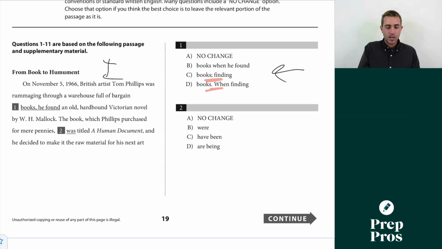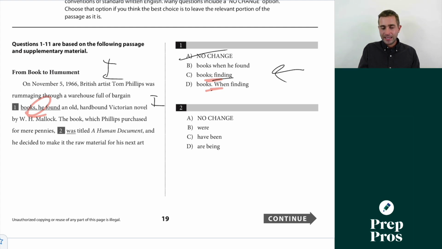Now, our second half, he found an old hardbound Victorian novel by W.H. Mallock. This is also an independent clause, but we cannot join two independent clauses together with just a comma alone. We'd need a period, semicolon, or comma plus FANBOYS. So that's how we can tell that A is wrong.